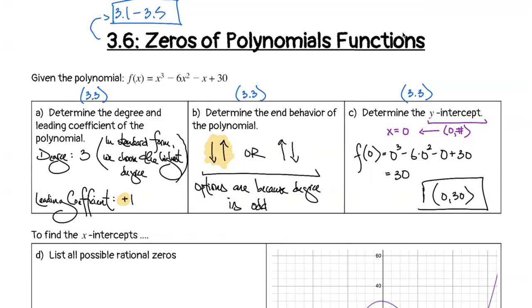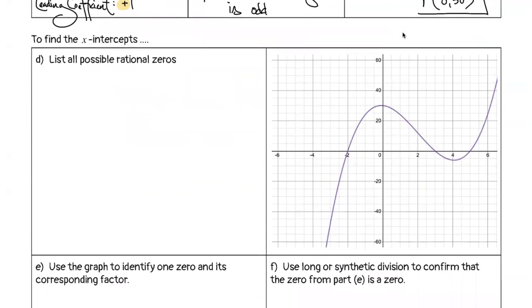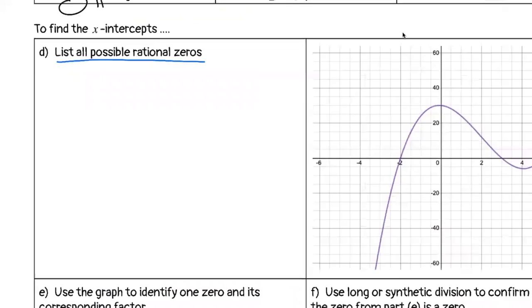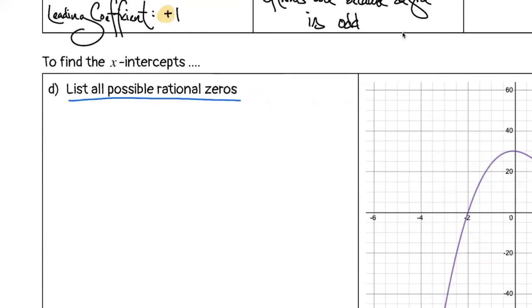All right. So let's take a look at this. This is a continuation of the same problem. So to find the x-intercepts, here's what we are going to do. We're going to go through first and we're going to list out all possible rational zeros, okay? And here's what I mean by that. We're gonna make a fraction, all right?